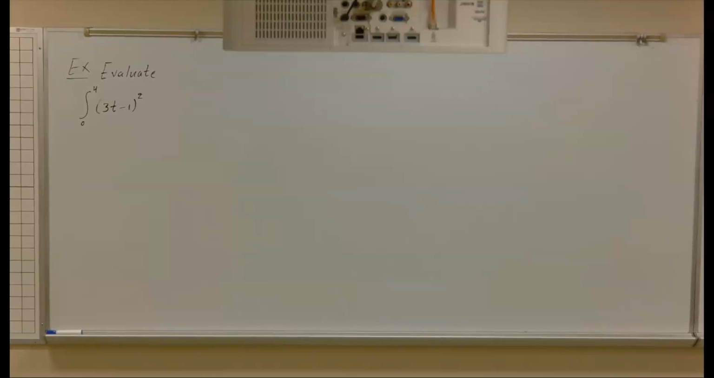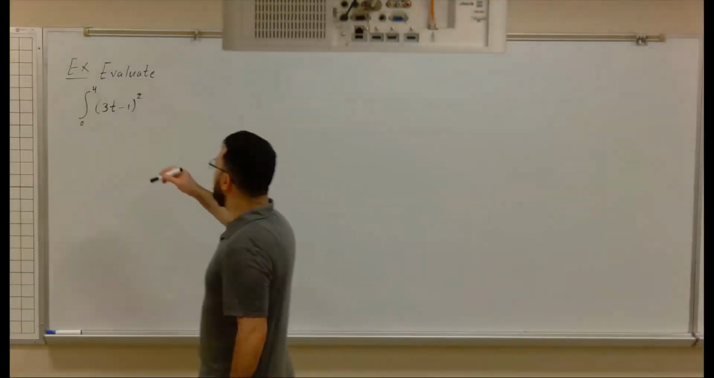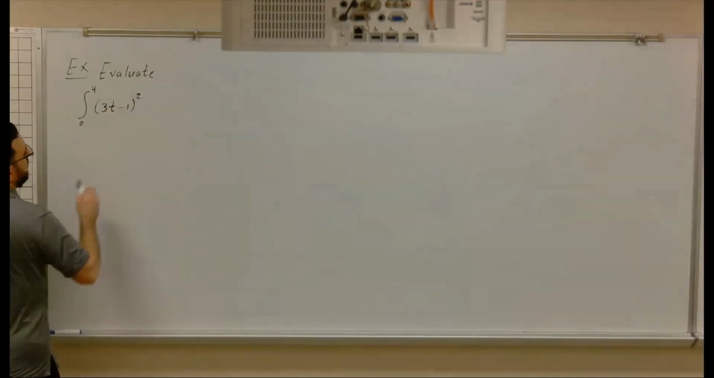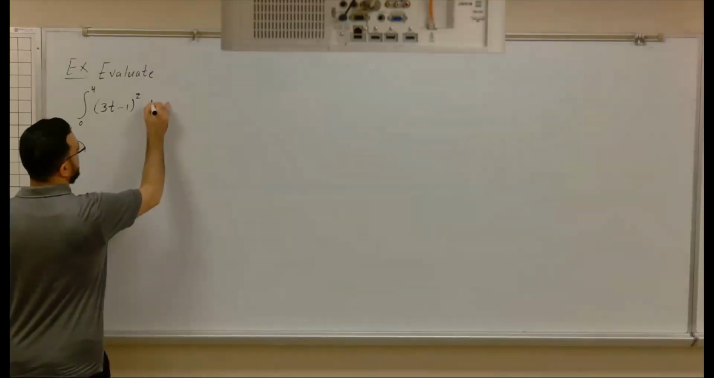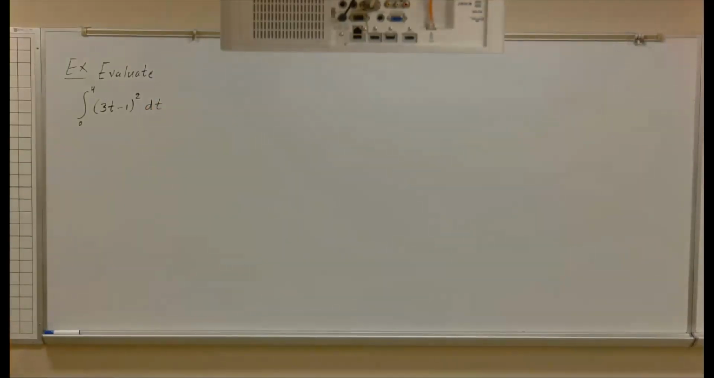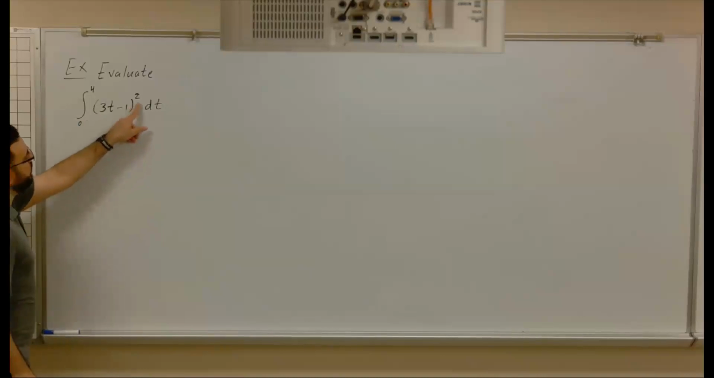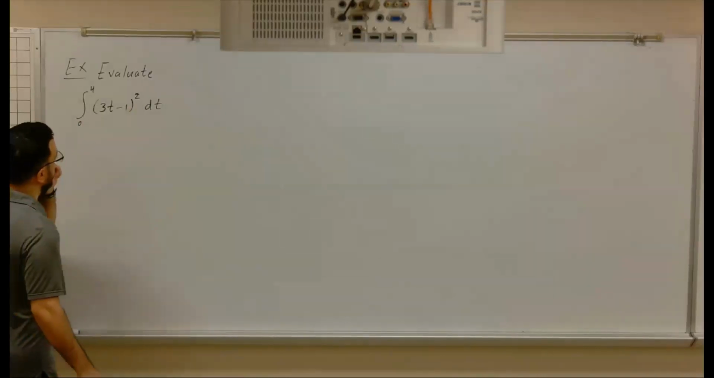So they're going to ask you to evaluate, and here's your integral. You see the boundary from 0 to 4, (3t minus 1) squared dt. We need to evaluate this one. So what's the first step I have to do? I have to find the integral of (3t minus 1) squared with respect to t.